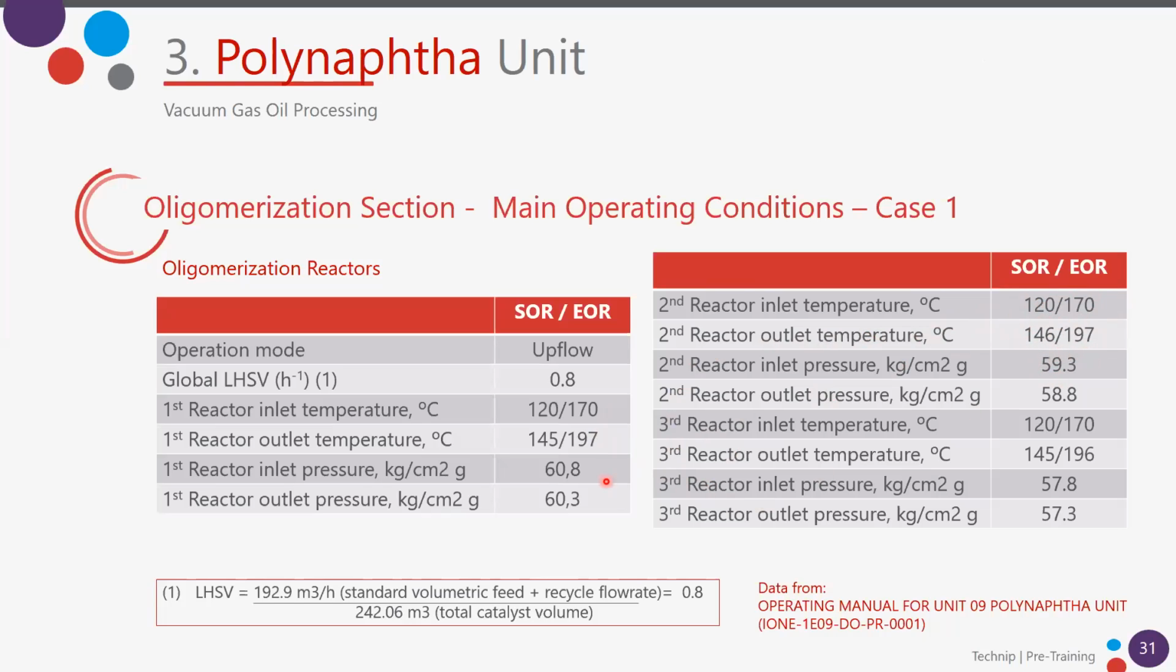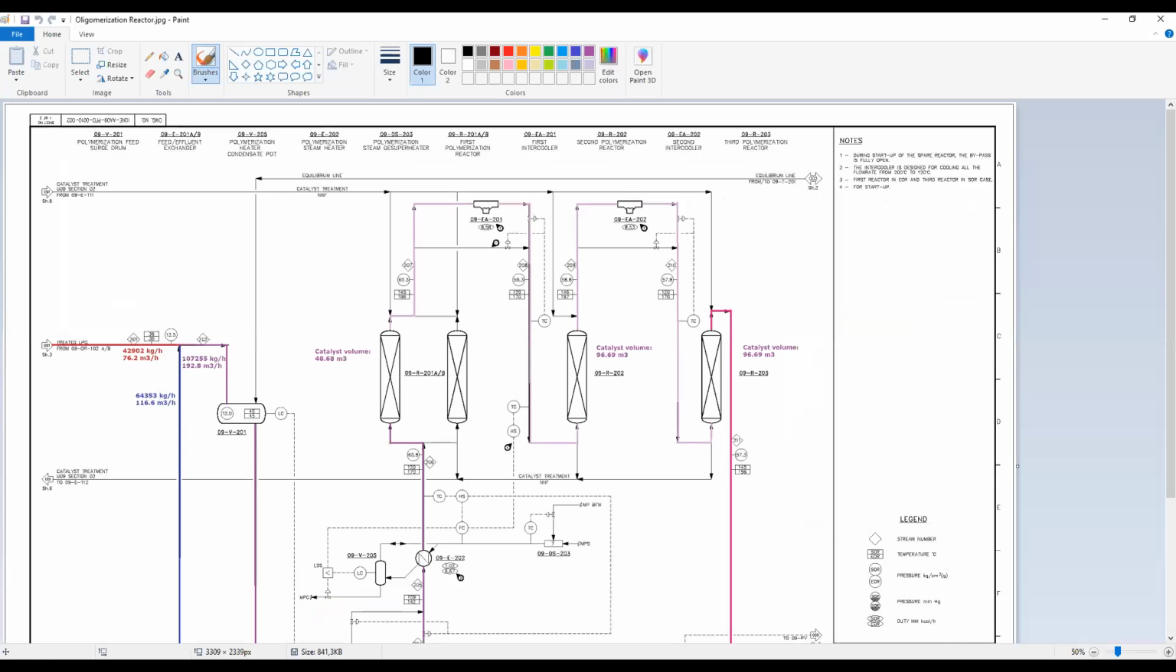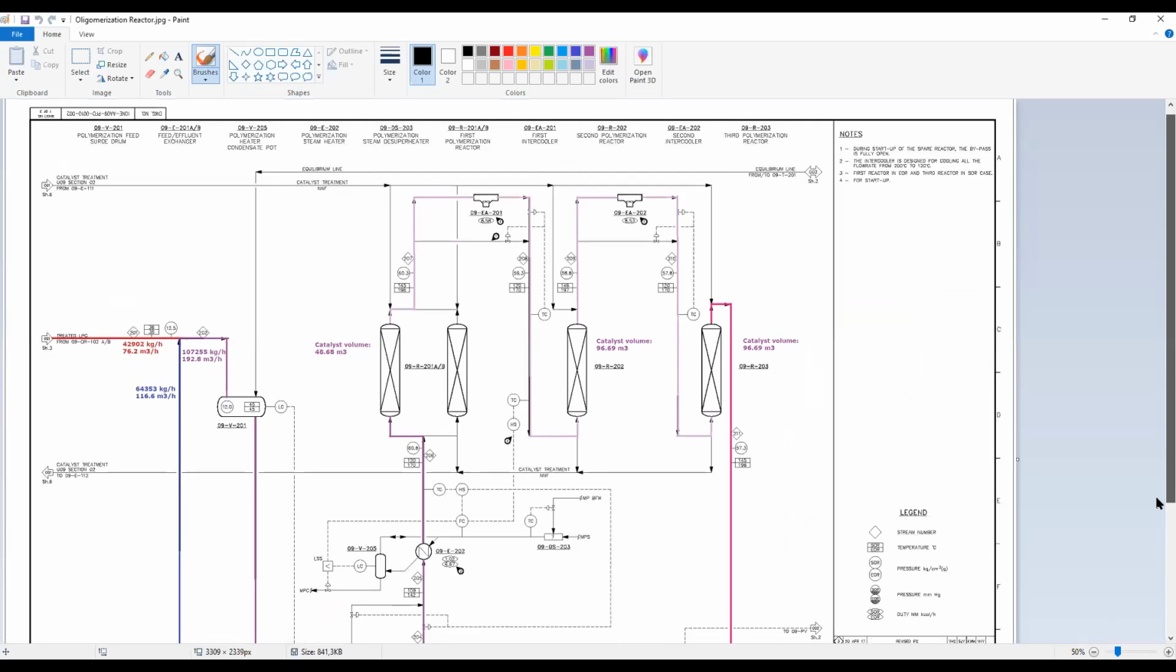And you will see, of course, the first reactor inlet pressure. You have some pressure drop across the reactors. So these are more or less the operating conditions for this oligomerization section. So please ask if you have some questions. I will try to show you the PFD for this section. But if you have some questions.